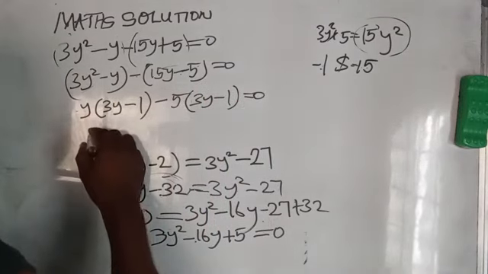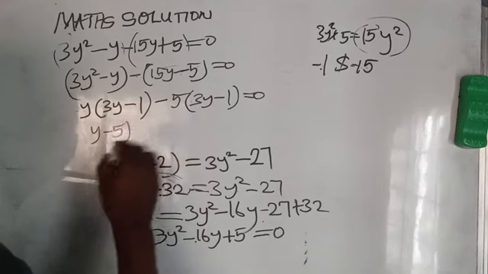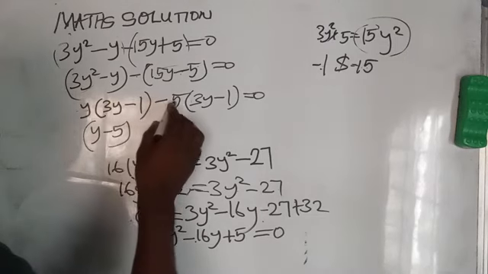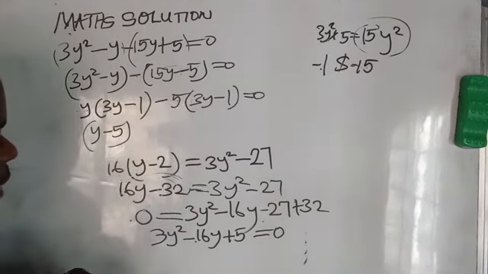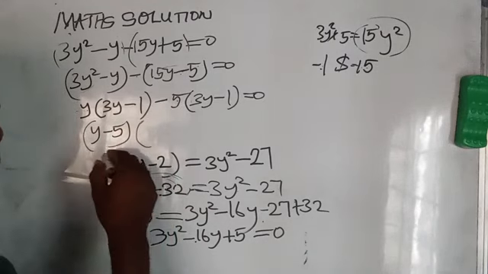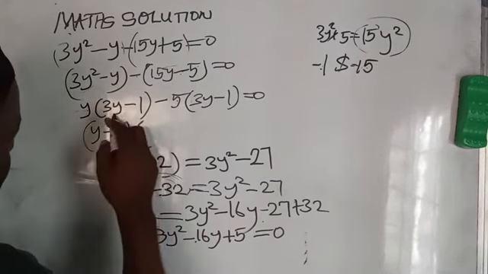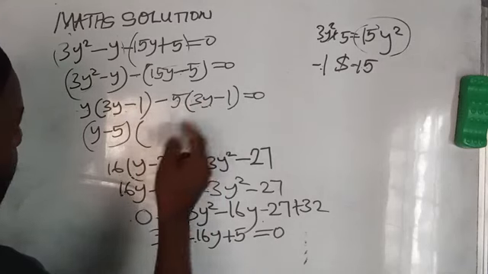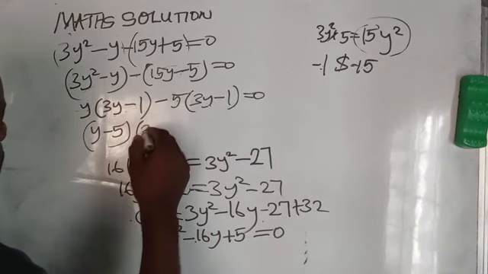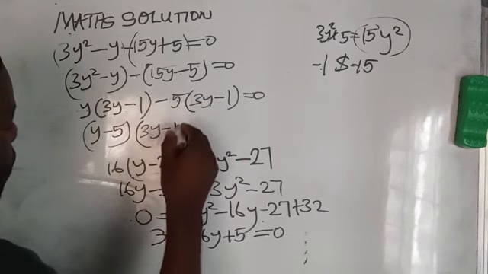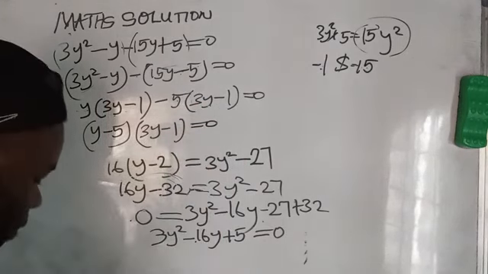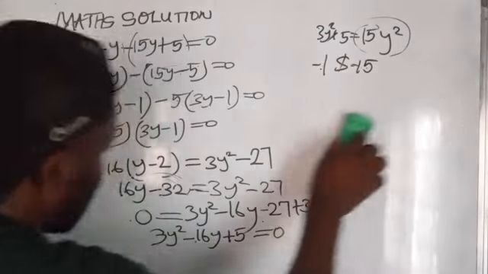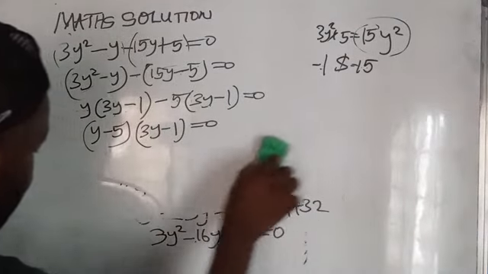So that y minus 5 is this y outside, and this minus 5 outside the bracket again. And then you pick one bracket because we have common brackets here: 3y minus 1, 3y minus 1. So you pick one, just 3y minus 1 equal to 0. That's the quadratic equation I'm solving.